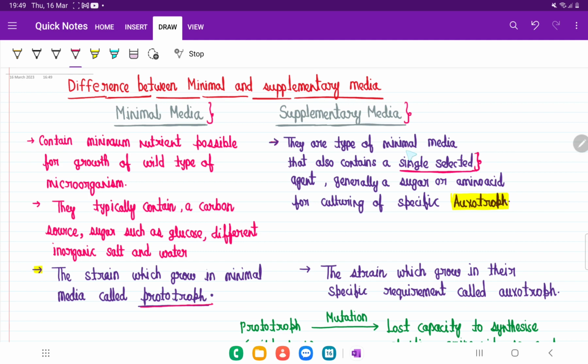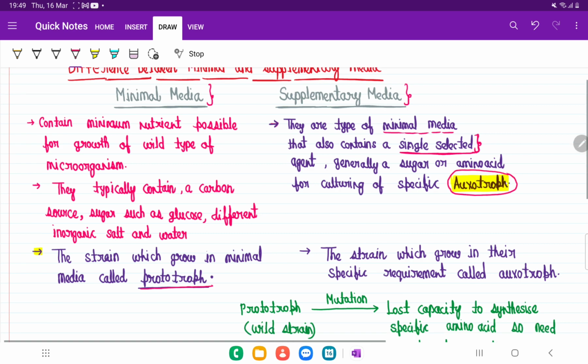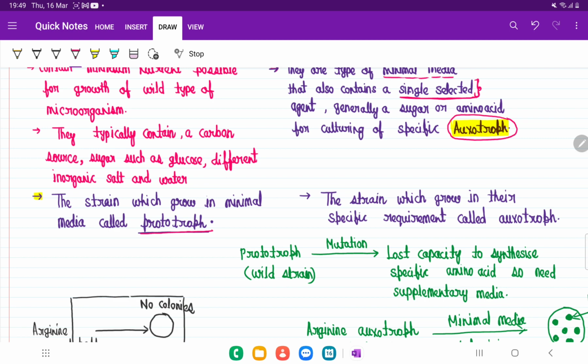So apart from minimal media, all kinds of basic things are present there, source of carbon, source of nitrogen and water and all. Apart from that, they need one additional thing. Why do they need it? Actually, the microorganism which grows here is called auxotroph. What is the difference between prototroph and auxotroph, students?